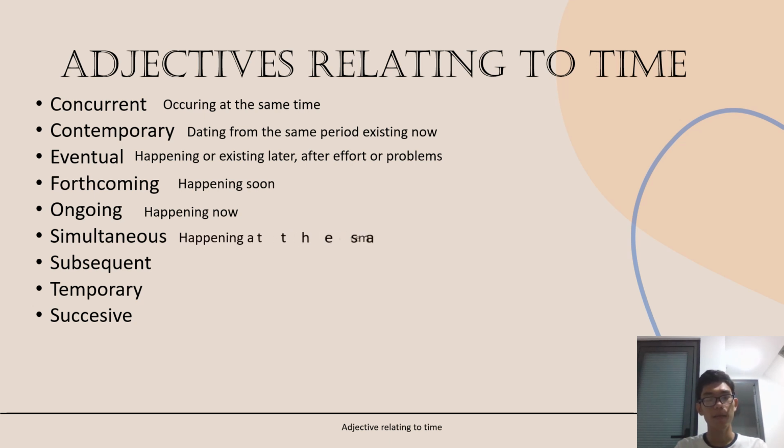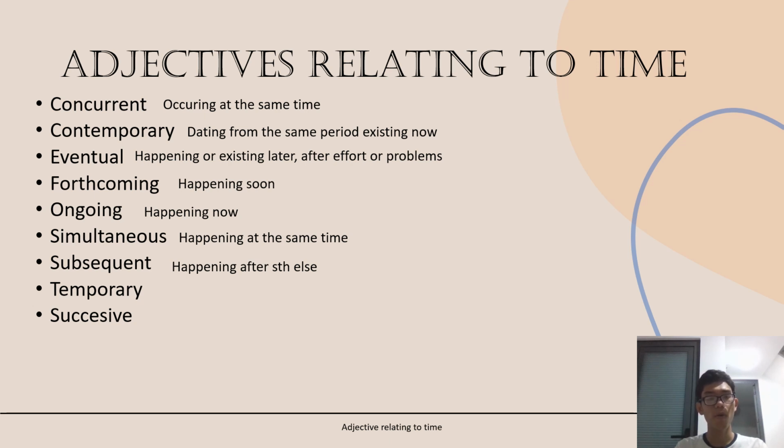Simultaneous means something is happening at the same time. For example, there were many simultaneous lucky money gifts on the third holiday. Next one is subsequent. Subsequent means happening after something else. For example, developments on nuclear weapons will be dealt with in a subsequent war.